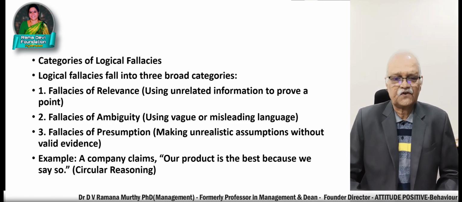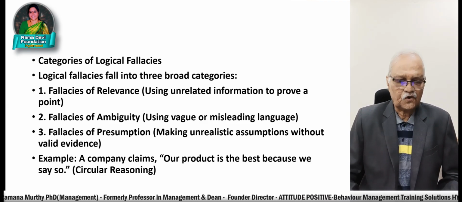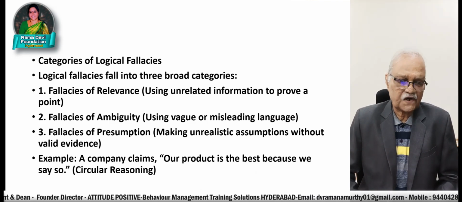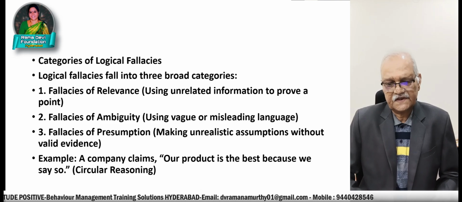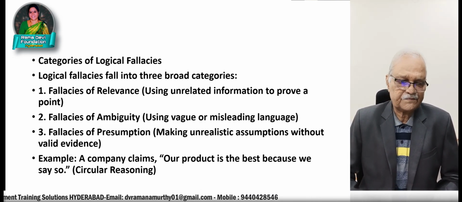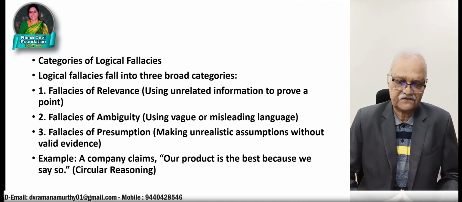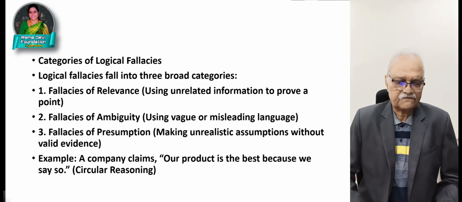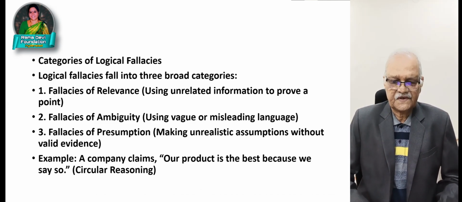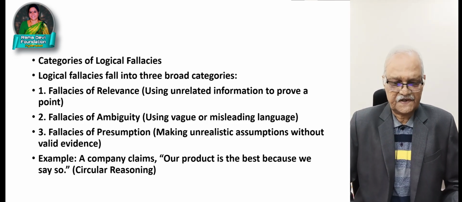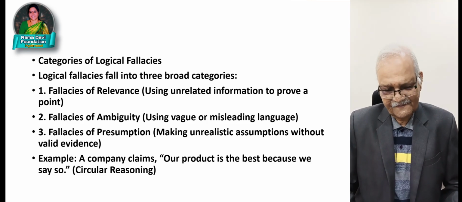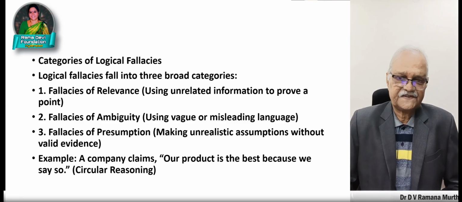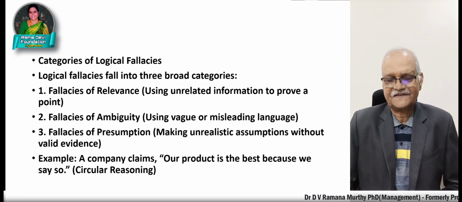Let's examine the categories of logical fallacies. Logical fallacies fall into three broad categories. One is fallacies of relevance, using unrelated information to prove a point. Second is fallacies of ambiguity, using very vague and misleading language. And third are fallacies of presumption, making unrealistic assumptions without valid evidence. For example, a company claims our product is the best because we say so. This is a circular reasoning argument, fooling the people.